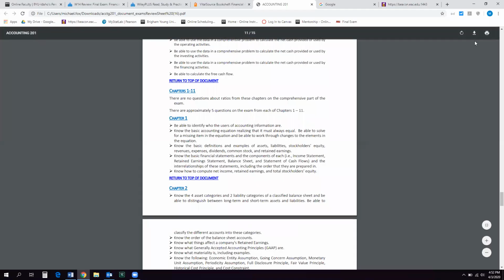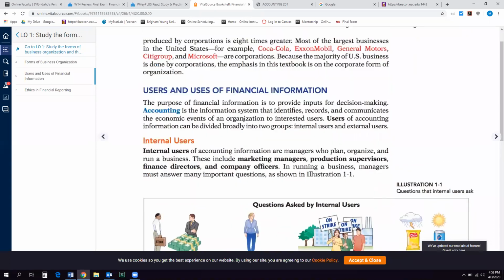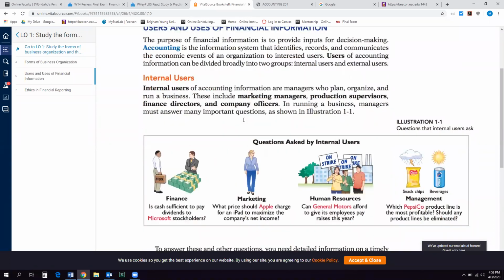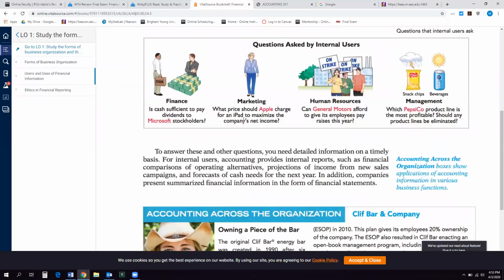All right, so chapter 1, the first question is be able to identify who the users of accounting information are. So this is where I just want to turn to the book and show you that the book breaks them down by internal users. So those users of the financial information that are internal to the company. That would include people like the finance directors. They need to know if we have enough money to pay our dividends. The marketing people, they want to be able to use that information to set prices and all sorts of things. And human resources, can we give a raise this year, et cetera. Management, which product is a good product, and so forth. So those are the internal users, pretty much the managers of the different parts of the company.